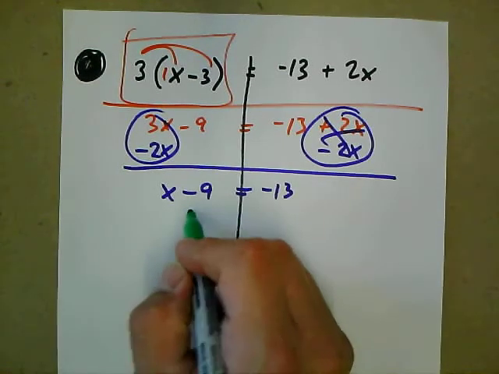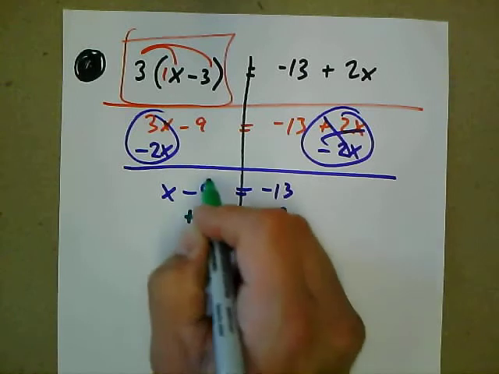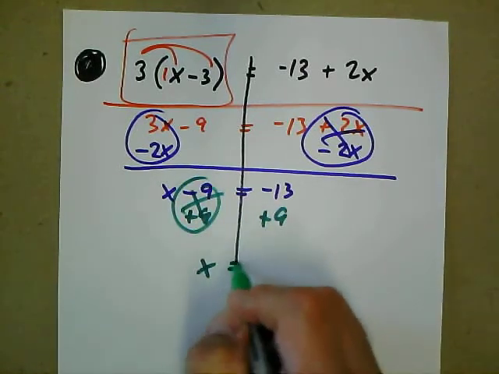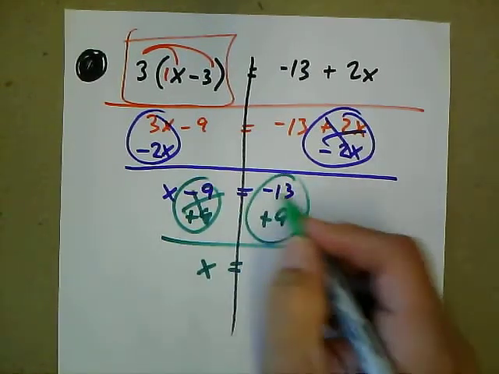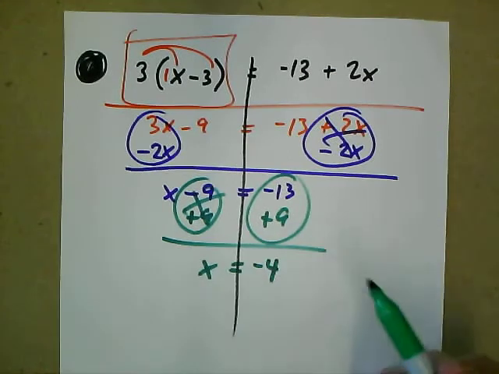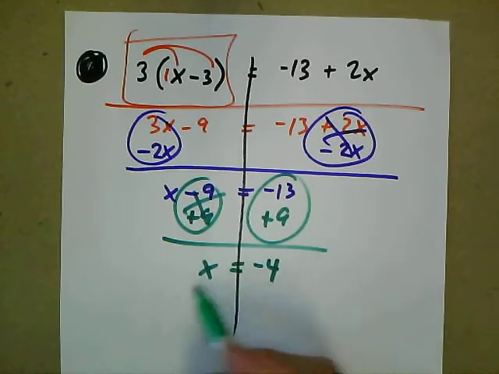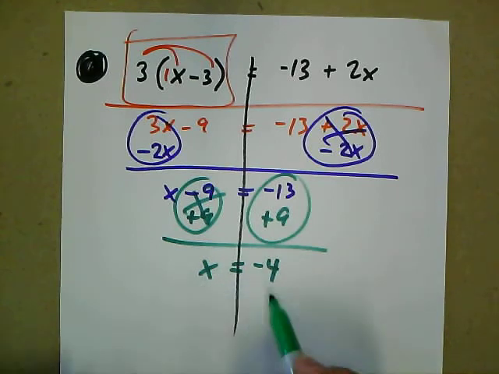So remove what's added or subtracted. Well, it's the -9, so I'm going to get rid of the 9. I'm left with x, and -13 plus 9 is -4, and that's it. There's nothing to divide. If you would have left the 1 there, you divide by 1, but you still get the same answer. All right?